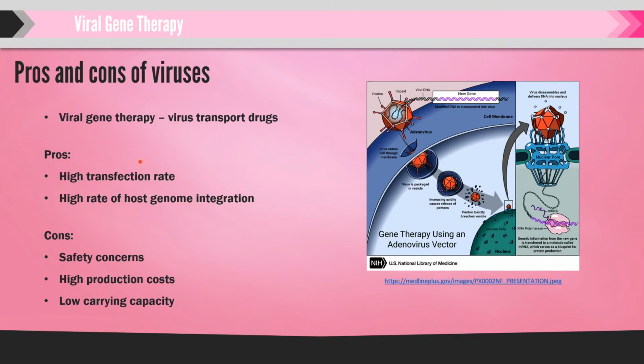So the pros are going to be high transfection rate and high rate of host genome integration. And again, this is because viruses have evolved over long periods of time to be good at this. And now we're going to try to engineer them for the good of our cells. Now, there are some cons, in that there are safety concerns. These are still viruses, and our bodies have immune responses to virus expression. And so also there are high production costs and low carrying capacities, which we're going to talk about specifically in just a second.